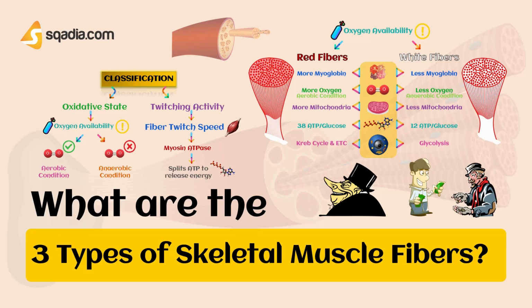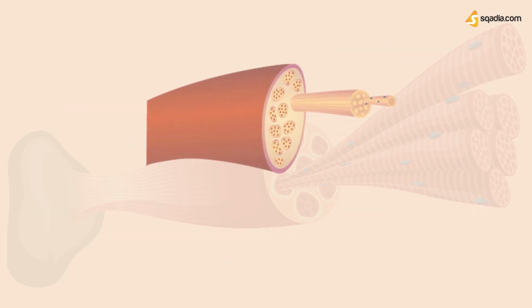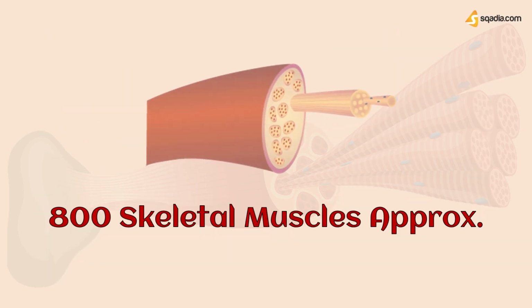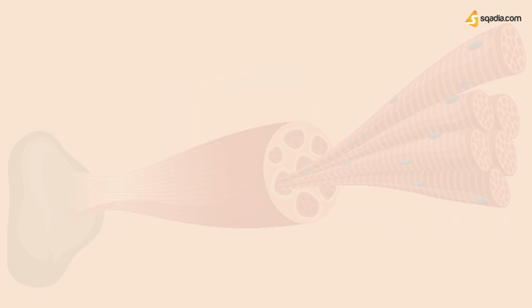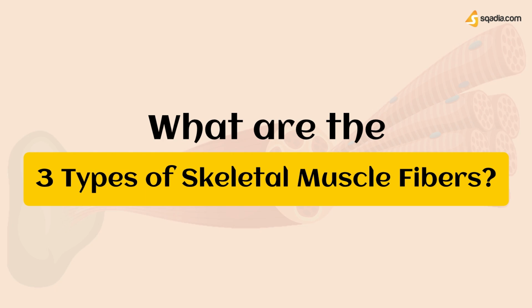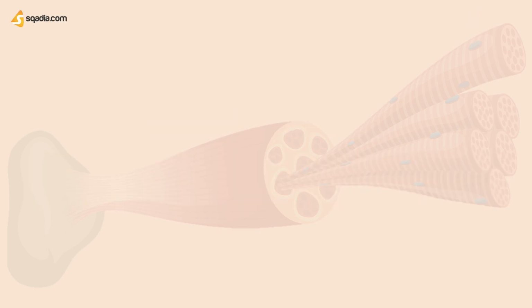Hi there! Do you know that the human body has approximately 800 skeletal muscles? Within their complex ranges and complicated structures, we will answer the question: what are the 3 types of skeletal muscle fibers? But before that, let us talk about 2 simpler classifications of muscle fibers first.